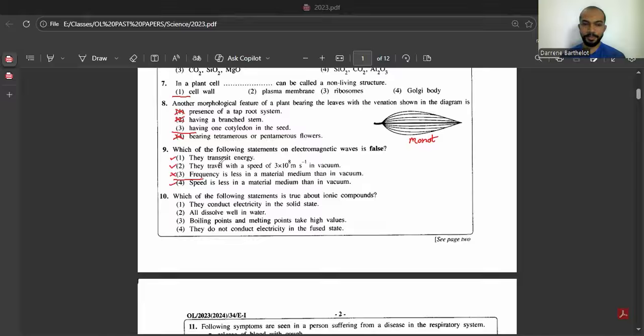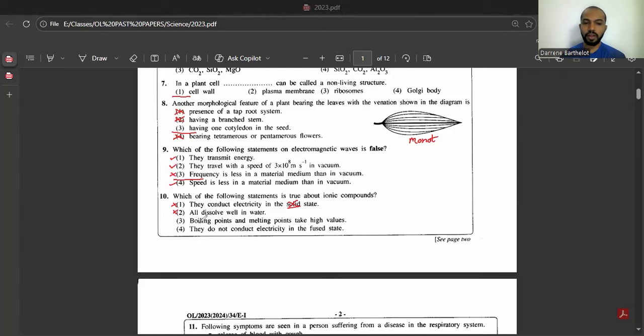Then question number 10. Which of the following statements is true about ionic compounds? Let's read. They conduct electricity in solid state. That's wrong. Ionic compounds conduct electricity only in aqueous or fused states, so we call it molten state, not solid state. Next one, all dissolve well in water. That's wrong. We say most ionic compounds dissolve well in water, not all.